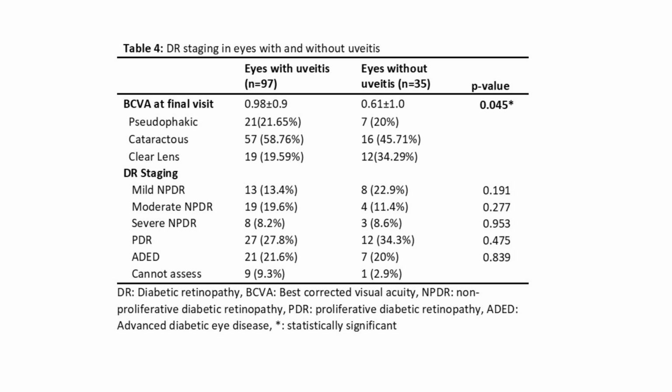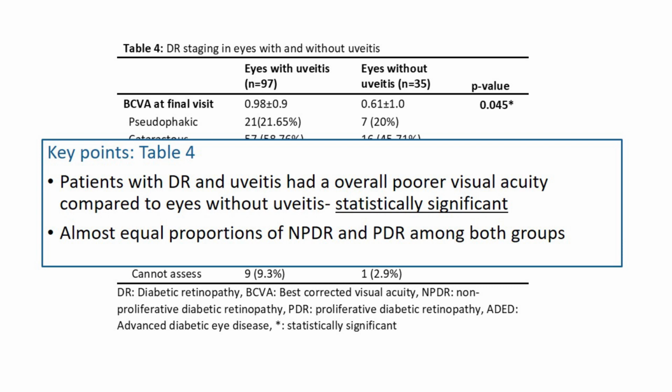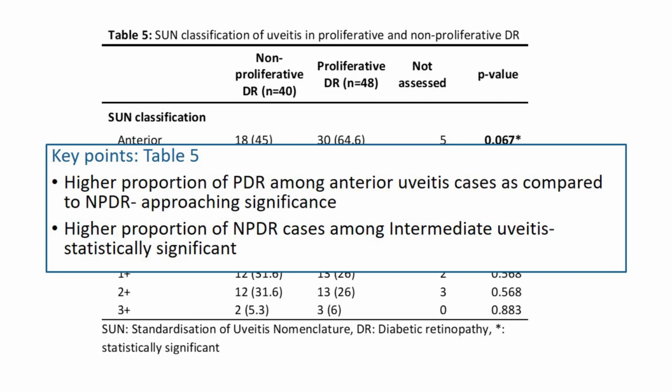The number of cataractous patients was slightly higher in eyes with uveitis as compared to without uveitis in the cohort. Again, diabetic retinopathy stagings were distributed among the two groups, and we noted that there was almost a similar distribution among the two groups. However, as I noted, patients with diabetic retinopathy and uveitis had an overall poorer visual acuity compared to eyes without uveitis, and we had an equal proportion of non-proliferative diabetic retinopathy and proliferative diabetic retinopathy among both groups.